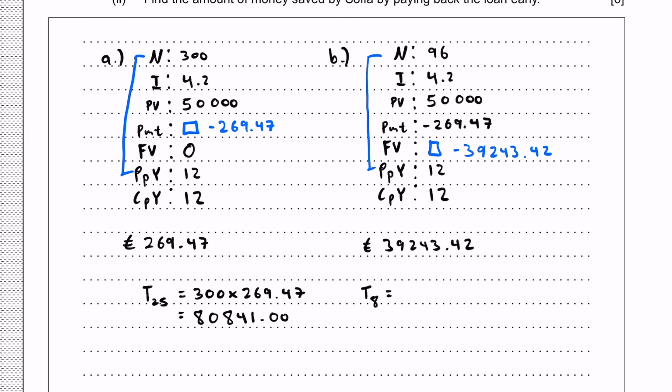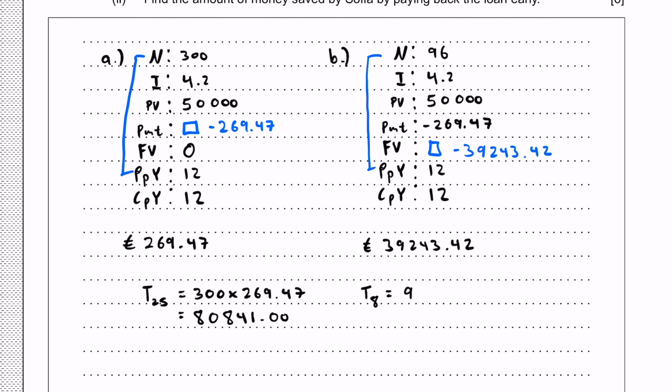For this, we know she makes some final payment of $39,243.42. But how much has she paid before that? Well, she made 96 payments of $269.47. She's already made 96 payments, and then she paid this off. So the total amount is previous payments plus final lump sum. So let's go ahead and work that out.